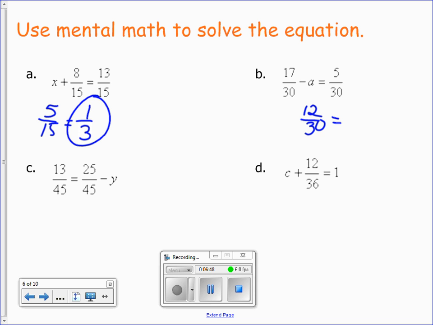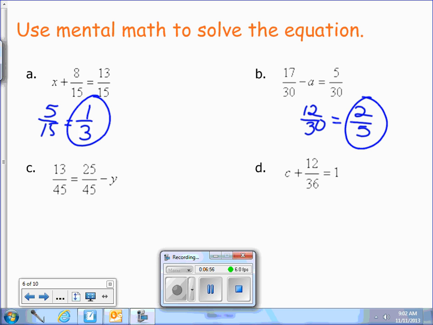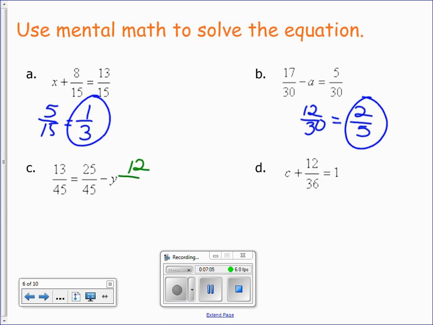12 over 30 can reduce to 2/5. 2/5 is my final answer. Okay, so in C, something taken away from 12 is going to give you 13. That something is going to be 12. Then your denominator will be 45. You're going to reduce that to 4 over 15.